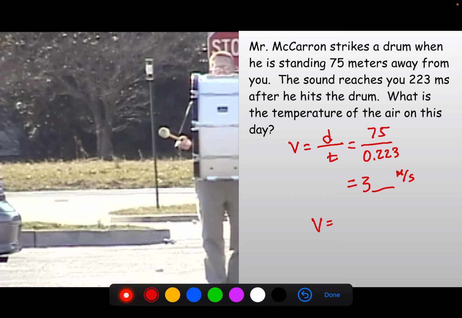Then you take that number, you plug it into the velocity of sound equation, and you solve for temperature. If all goes according to plan, and again, I'm not going to give you the exact number, but you should get a temperature a little bit less than 10 degrees Celsius. The temperature on this day was in the 40s in Fahrenheit and a little less than 10 degrees Celsius.